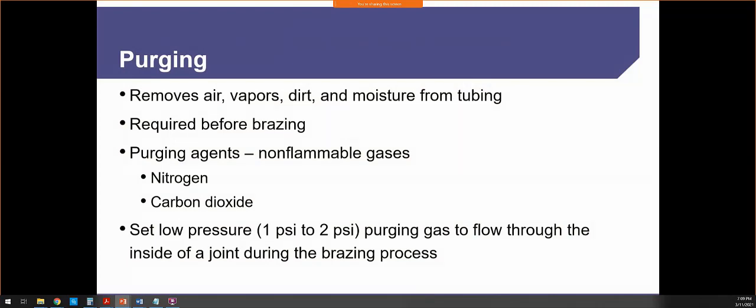Purging removes air, vapors, dirt, and moisture from the tubing, and it's required before brazing. So what we're going to do is we're going to use nitrogen. We're going to flow that through, and we're going to push any junk that's in there. So we're talking about air, any other contaminants, potentially moisture that's inside there, whatever. We're getting that all outside the tubing, and then we're going to continue to let that nitrogen flow through at a 1 to 2 psi.